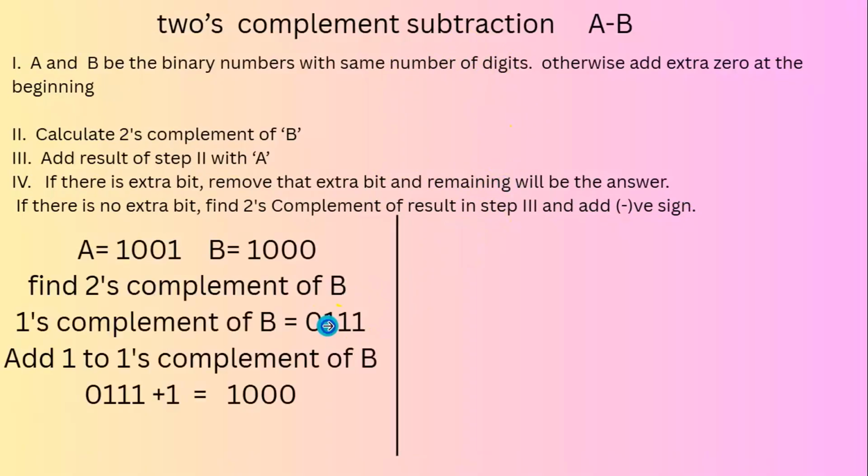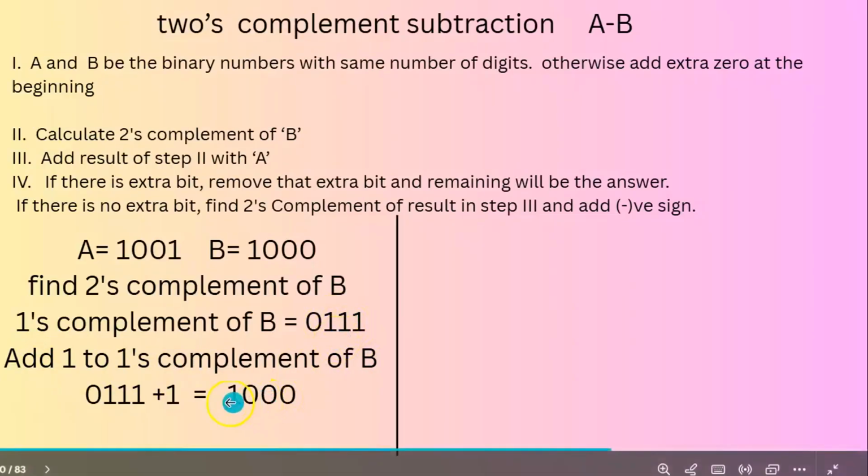So let us see an example here. You take a binary number A as 1001 and B is 1000. So we find the 2's complement of B. When you want to find the 2's complement of B, we should first find the 1's complement. So the 1's complement of B is 0111. Then you add 1 to the 1's complement of B, and you get the result 1000.